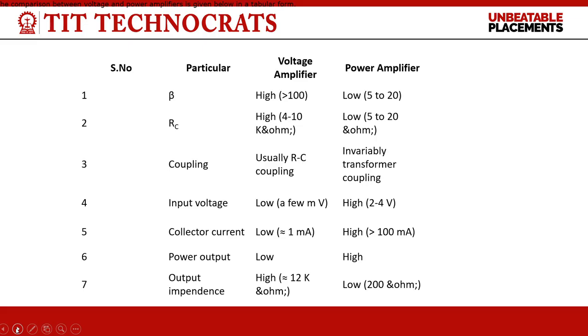The collector current, which is low in voltage amplifier and high in power amplifier. Power output, low in voltage amplifier and high in power amplifier. And the last one is output impedance, which is high in voltage amplifier and low in power amplifier.